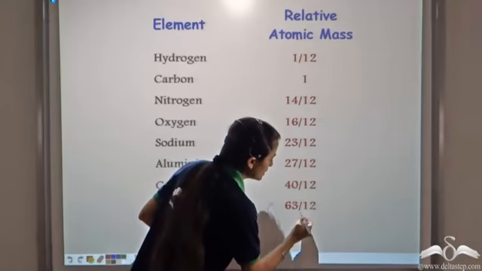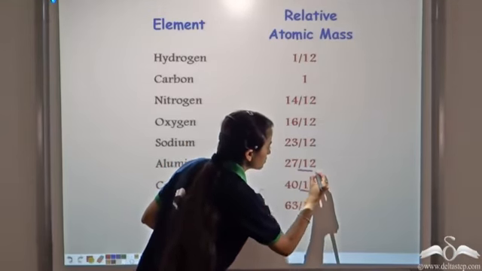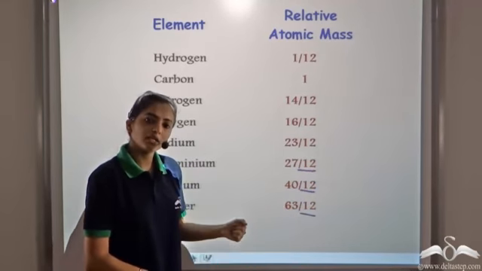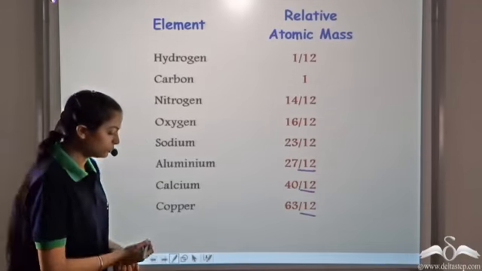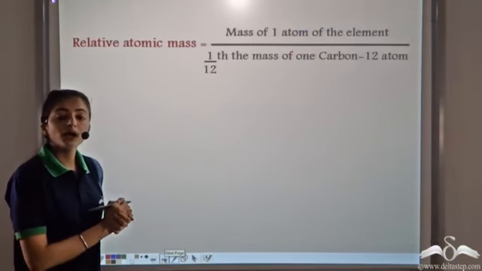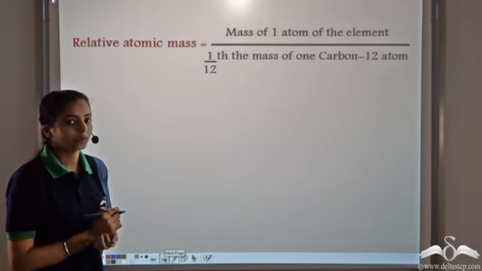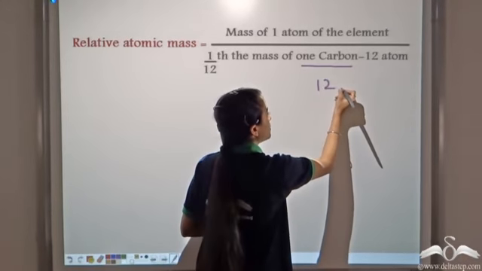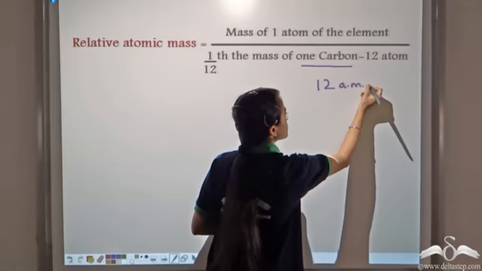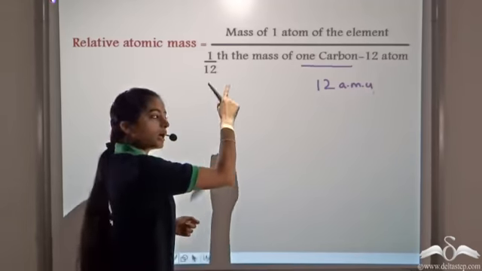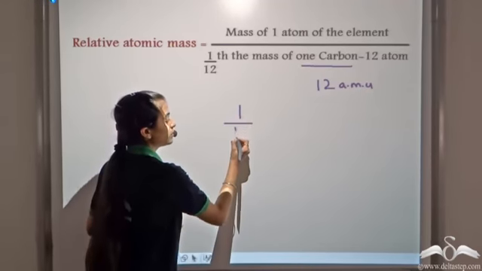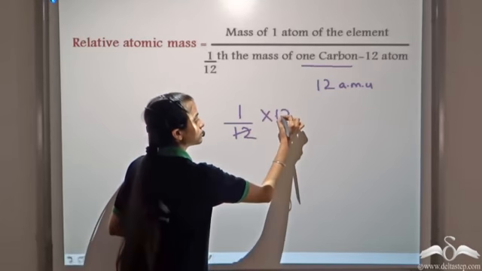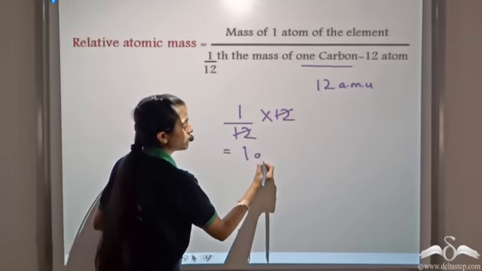So we observe that these numbers, that is these denominators, make the relative atomic masses a little complicated. So what do we do? We take 1/12 the mass of one carbon 12 atom. The mass of one carbon 12 atom is 12 atomic mass unit. If we take 1/12 of the mass of one carbon 12 atom, we get 1 atomic mass unit.